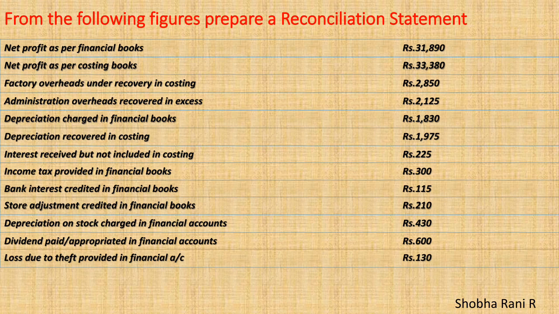Stores adjustment credited in financial books rupees 210. Depreciation on stock charged in financial accounts rupees 430. Dividend paid appropriated in financial accounts rupees 600. Loss due to theft provided in financial accounts rupees 130.